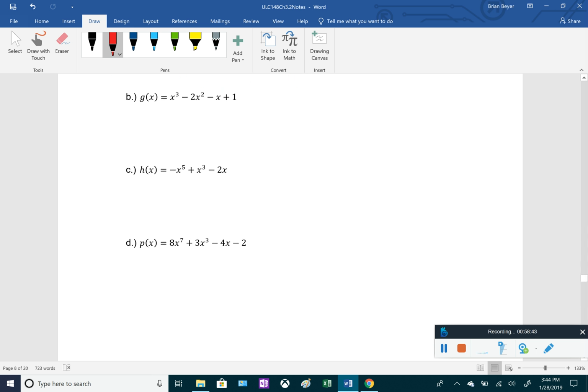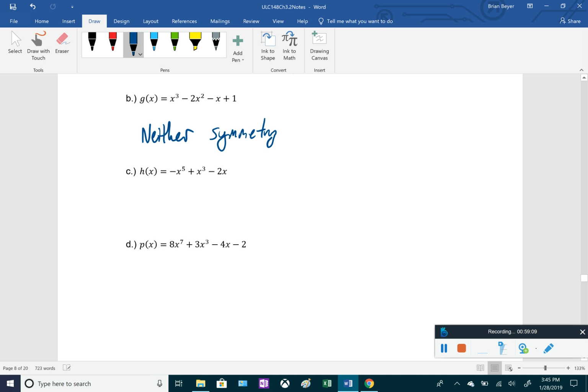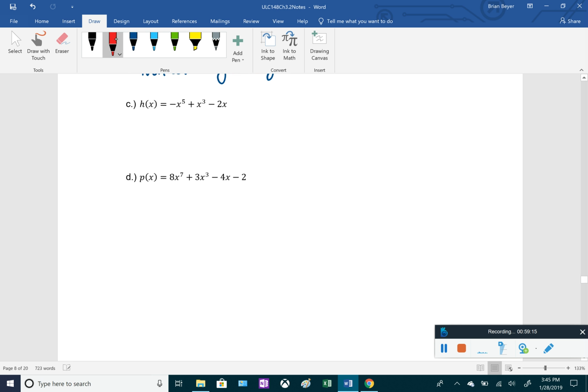Okay, for the next one, we have g of x is x cubed minus 2x squared minus x plus 1. So we have a mix of exponents here. We have a 3, 2, 1, and 0. So this is going to be neither symmetry, to be a little more accurate here. Next one, h of x is negative x to the fifth plus x cubed minus 2x. So we have exponents of 5, 3, and 1. So this is an odd function with origin symmetry because all of those exponents are odd.